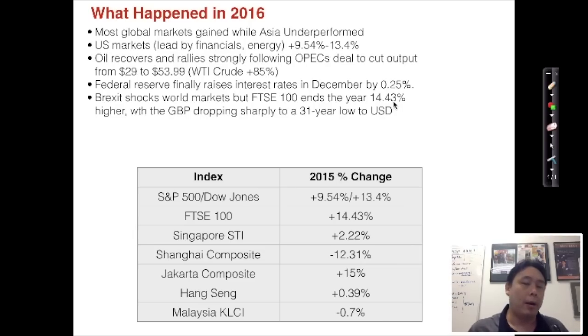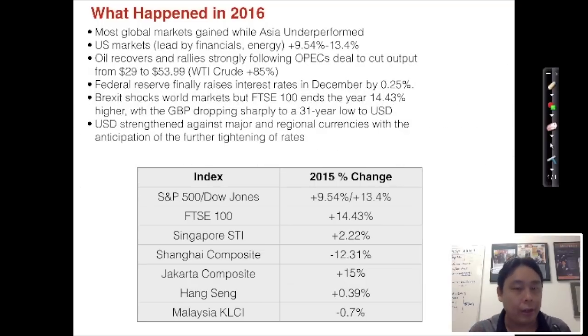All right. What I did not see coming was the pound collapse. So the pound fell sharply to the US dollar to a 31-year low. Okay. Next, the US dollar did strengthen against major and regional currencies. Okay. Initially, I thought I got it wrong because for the first half of the year, when the Federal Reserve did not raise rates as anticipated, the US dollar fell. So I thought I was wrong with that. But towards the end of the year, once Trump won, okay, the Federal Reserve decided to increase rates and the US dollar went up and finished the year up. So I was right in the end.